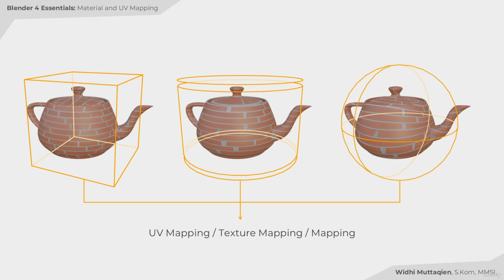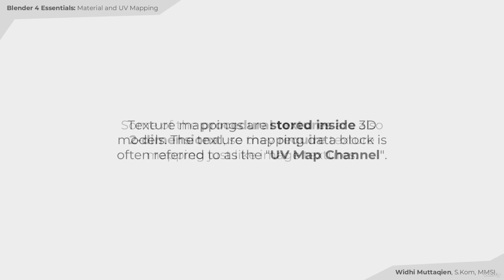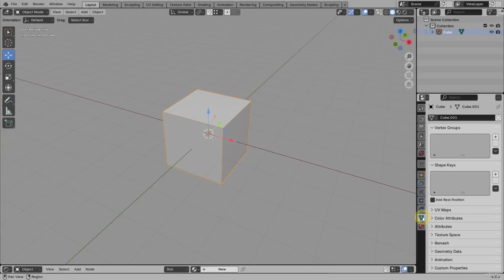Now, besides image textures, several procedural textures are also two-dimensional, so they also need texture mapping to work correctly. If we create a mapping for a certain 3D object, that information is stored within the 3D object itself using a special data block called the UV map channel. In Blender, you can check the UV channels in the Data tab inside the UV Maps category. By default, it is named UV Map. You can have more than one UV channel, and you can rename them with any name you like. We will work with this UV Map channel in the upcoming videos.